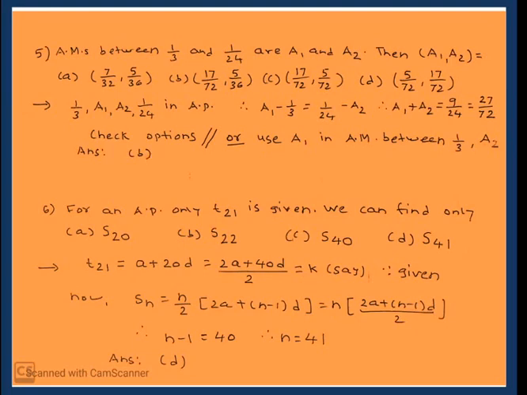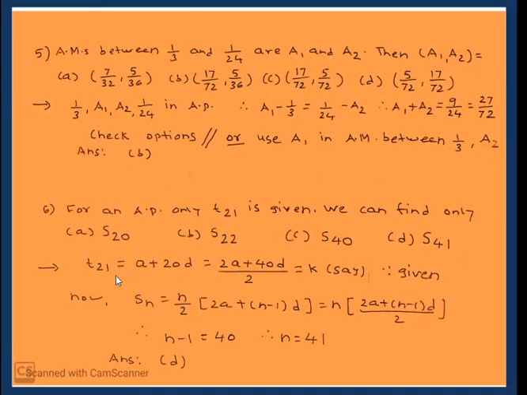The next one, for an AP, only T21 is given. We can find only S20 or S22 or S40 or S41. Remember, if any two terms of a sequence, arithmetic, geometric or harmonic, are given, then that sequence is determined completely. Here only the 21st term of an AP is given. So using that, we can only find one particular sum, which is what we have to find.